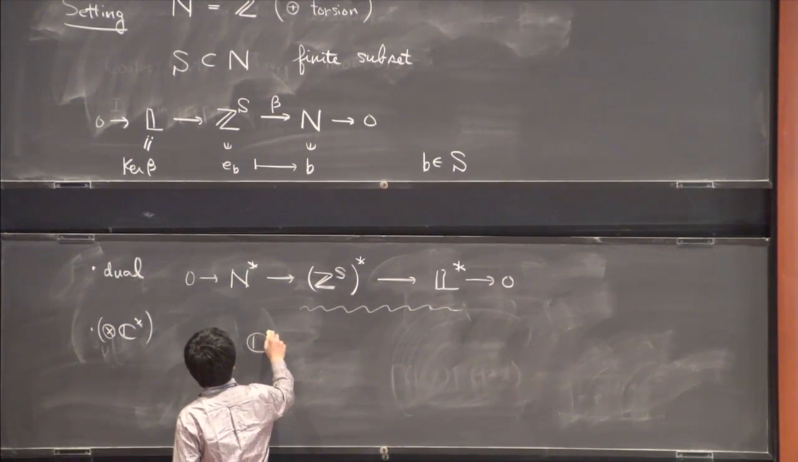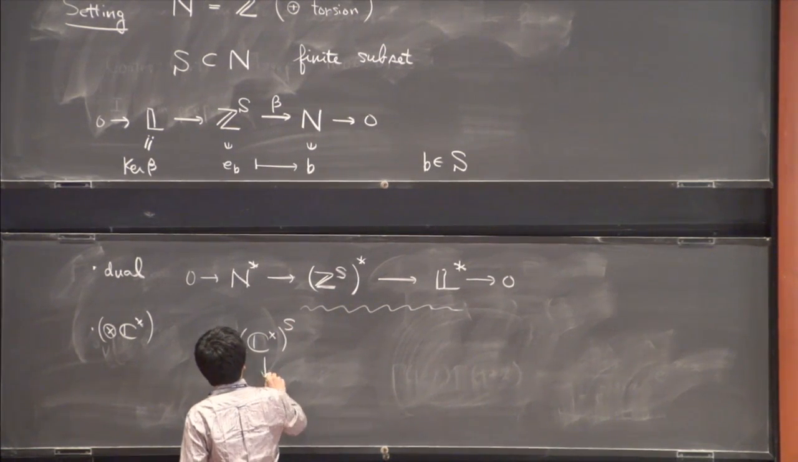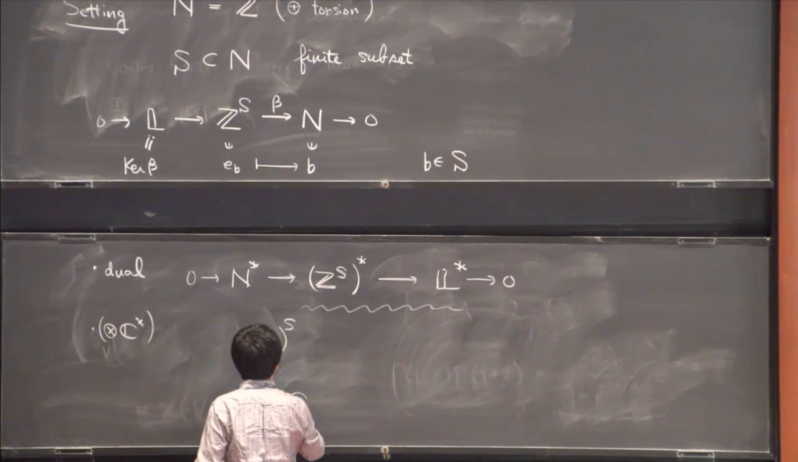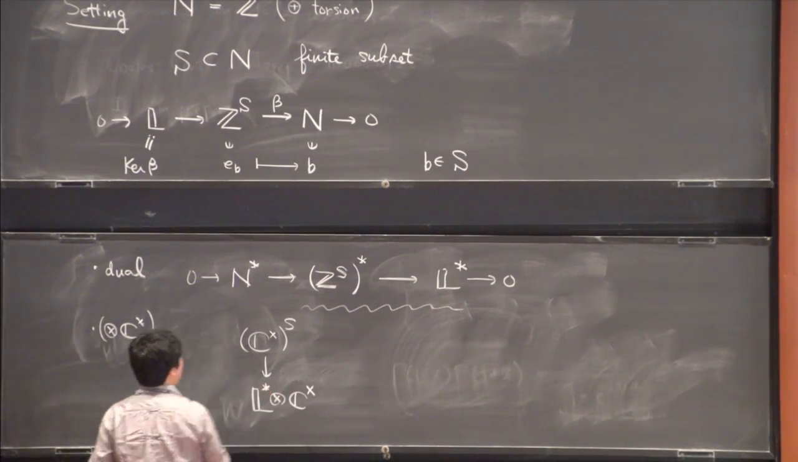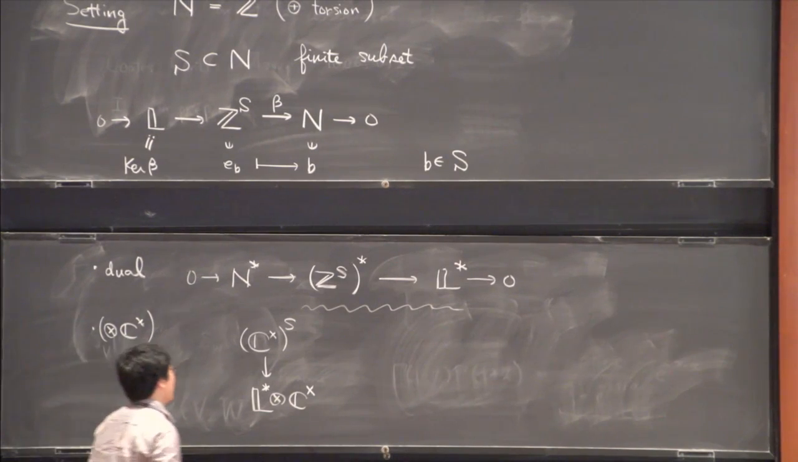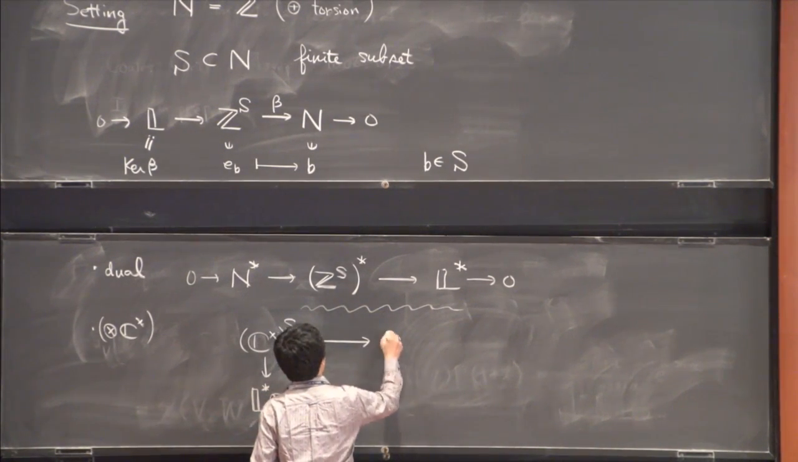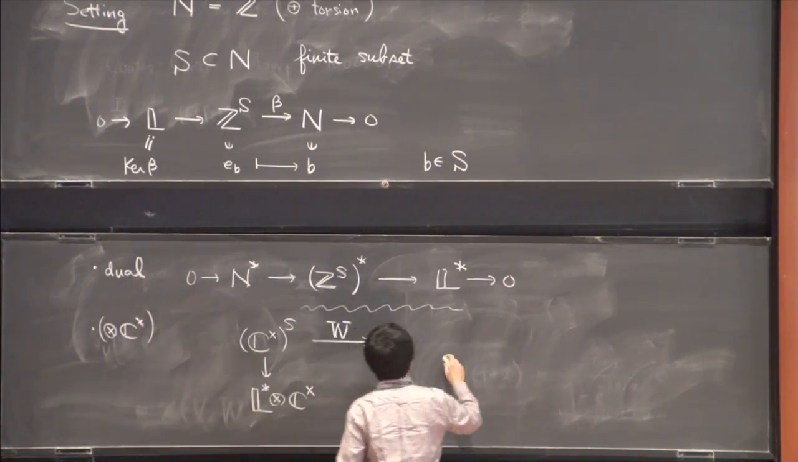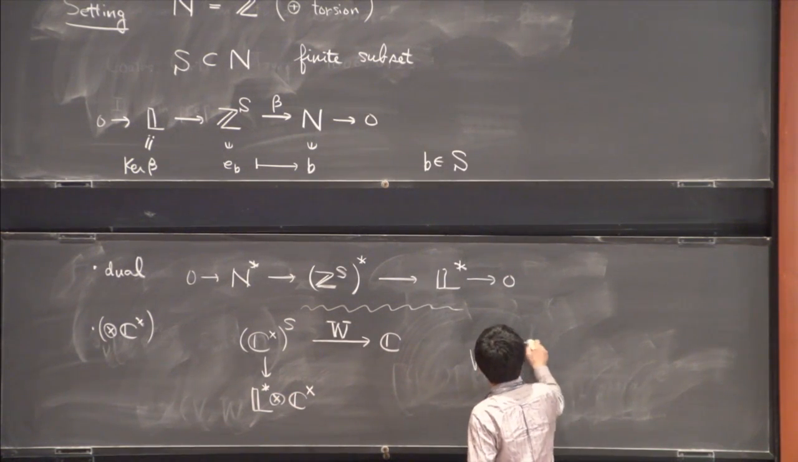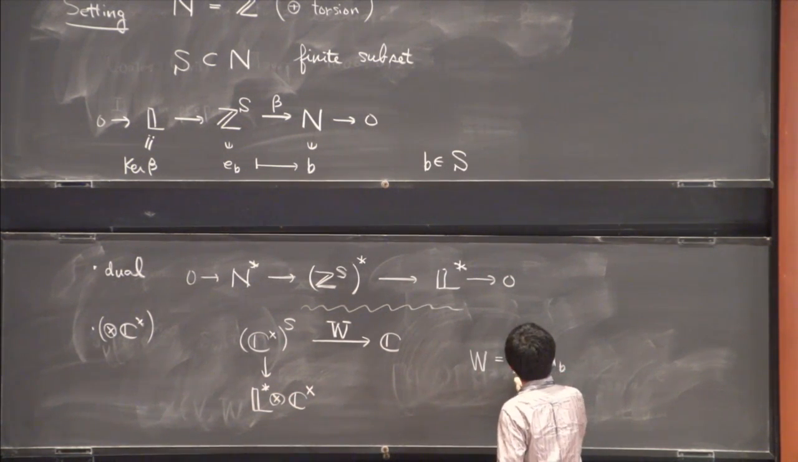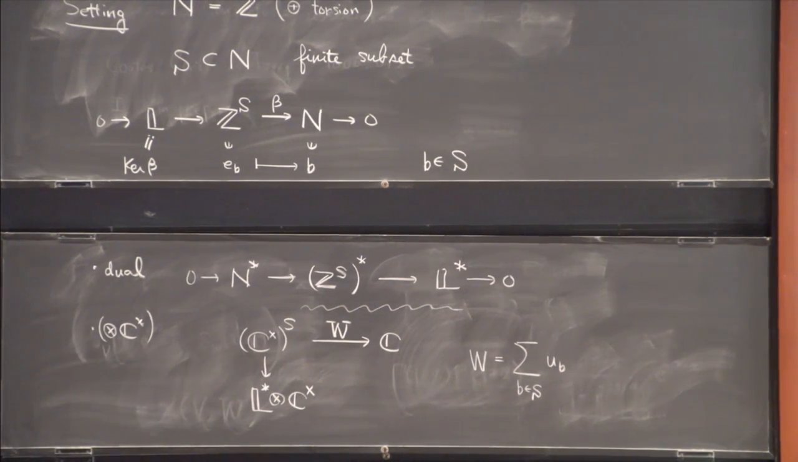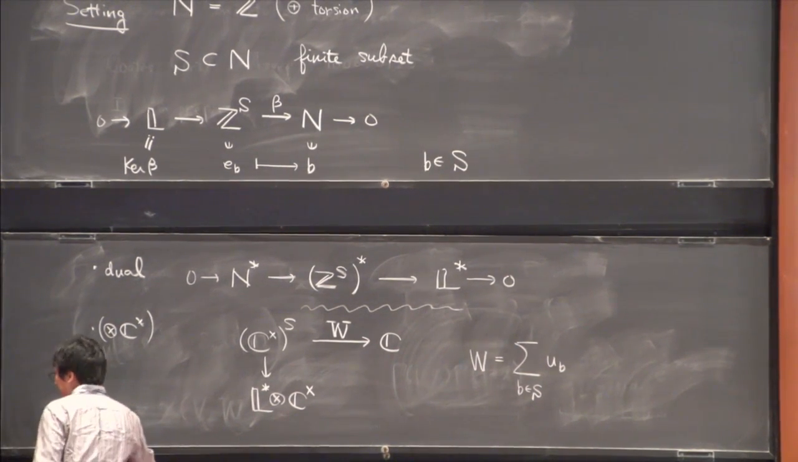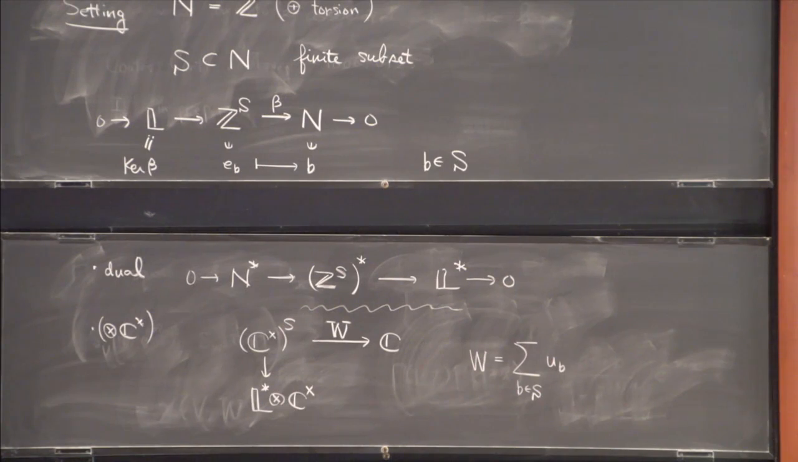So you have C star to the S, mapping to L dual tensor C star, and then you have a function W. W is a sum of coordinates as before, u_B for B in S, where u_B is a coordinate on the B factor of C star to the S. So this is the general construction for the Hori-Vafa, or Givental, mirror.